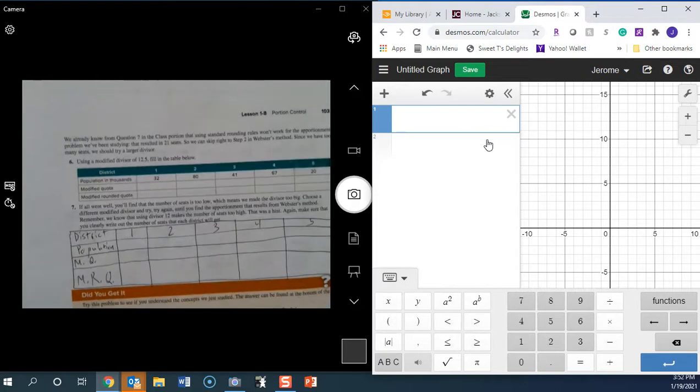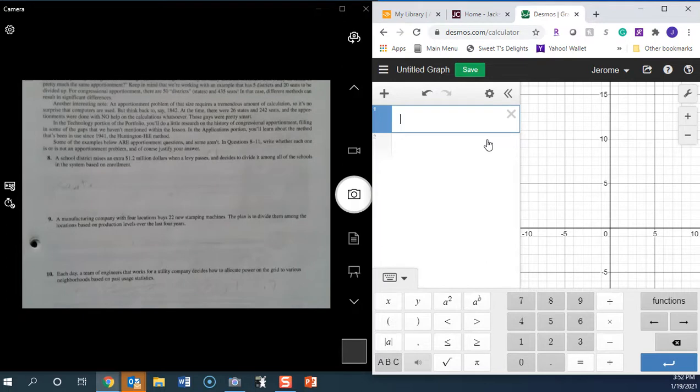Now it says, we already know from question 7 in the class portion that using standard rounding rules won't work for the apportionment problem we've been studying that resulted in 21 seats. So we can skip right to step 2 in Webster's method. So we have too many seats. We should try a larger divisor.